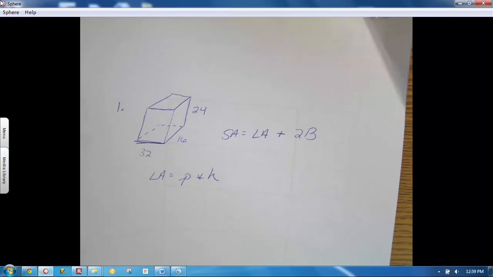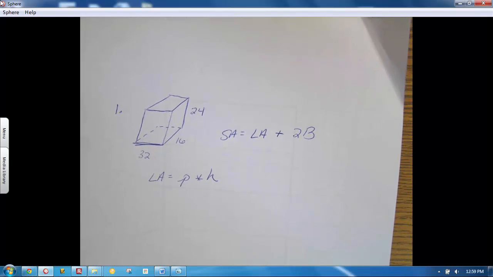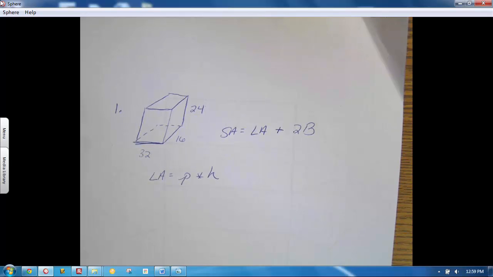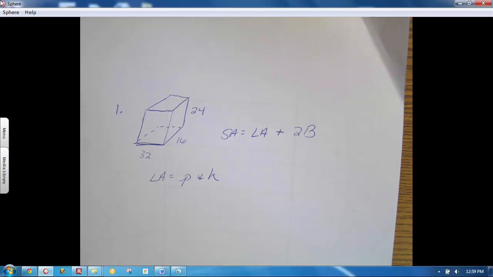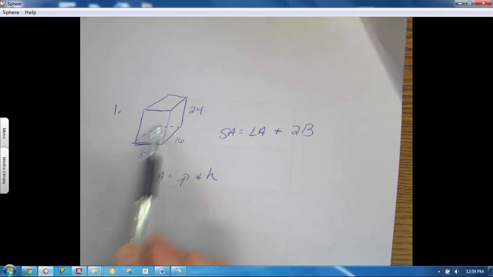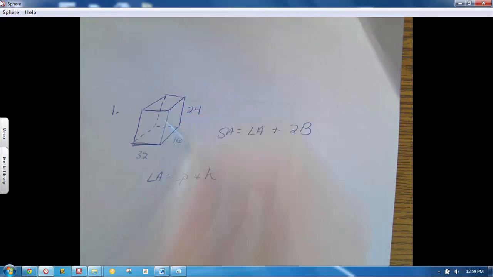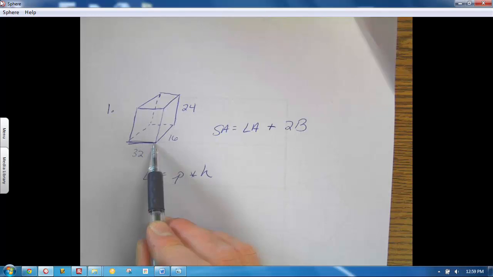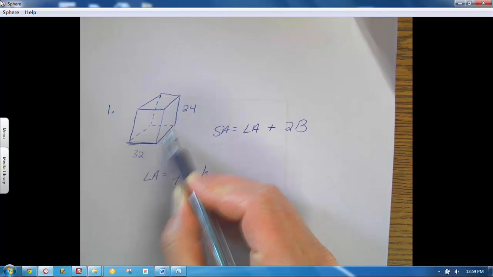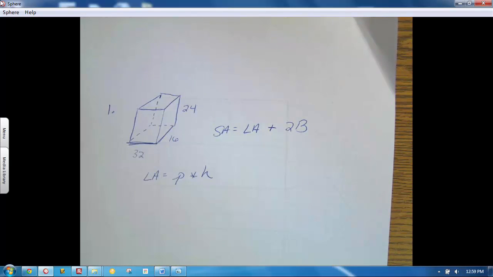Now, because this is a rectangular prism, any of its sides can be bases. I think what would make everything easier is if we just kept the base with the one that's resting on the table. I think there's supposed to be a dotted line right there. Yeah. So the 32 and 16, that's what's resting on the surface.